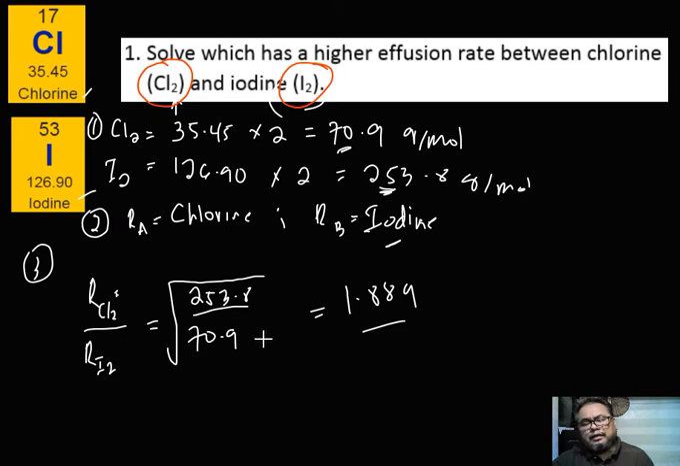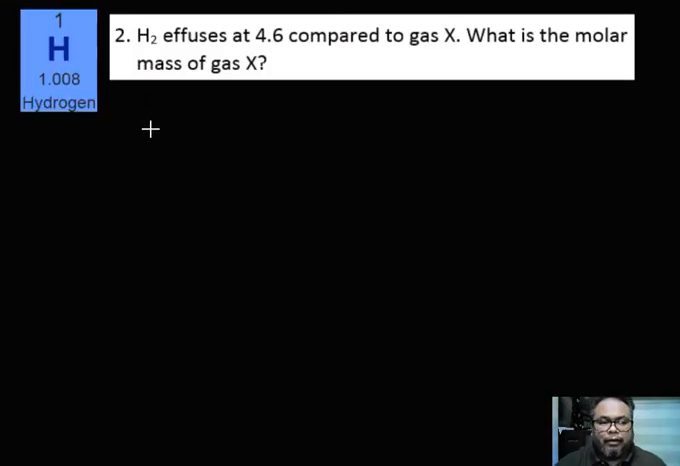Well, obviously, because we can easily predict by looking at their mass. Remember, the more massive the material is, the slower it moves. The lighter the material is, the faster it will move. Alright, let's go to problem number 2.